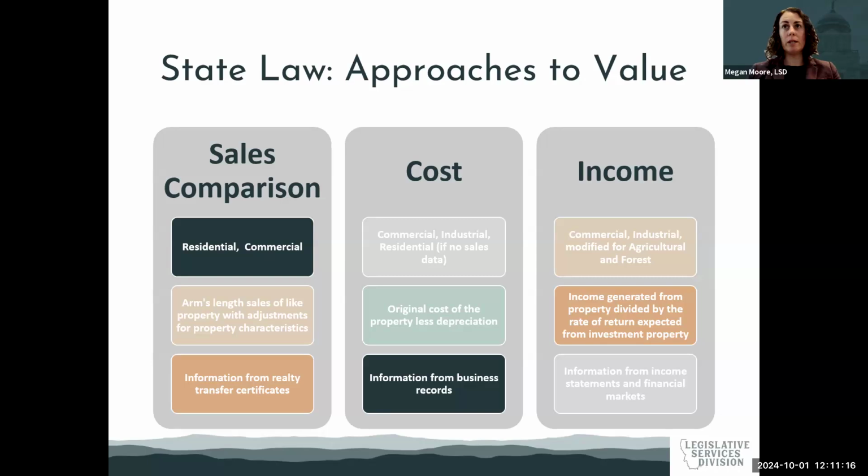One other thing I'll note here is that appraisers sometimes use multiple approaches and weight them in order to value different properties, especially more complex properties.